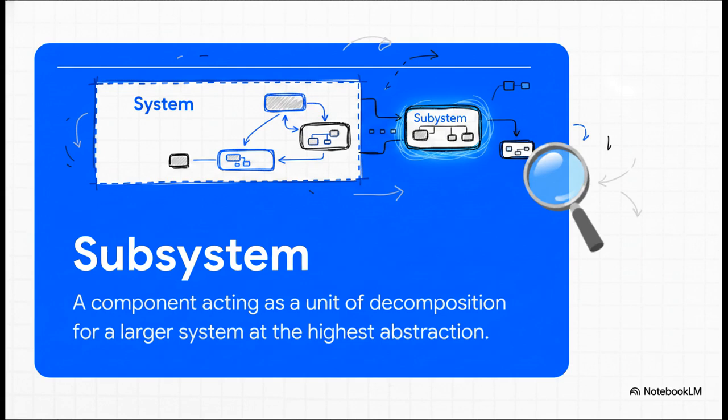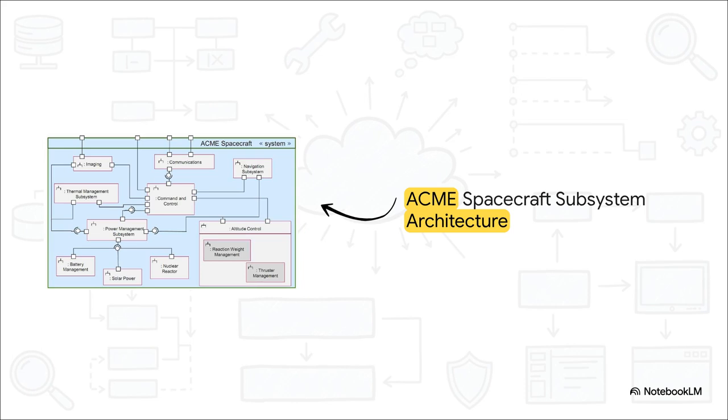But here's the crucial distinction you absolutely have to remember. Unlike your standard physical classes or basic components, subsystems are purely logical constructs, meaning they cannot be instantiated directly at runtime. Let's ground this theory in a really brilliant example, the Acme spacecraft architecture.